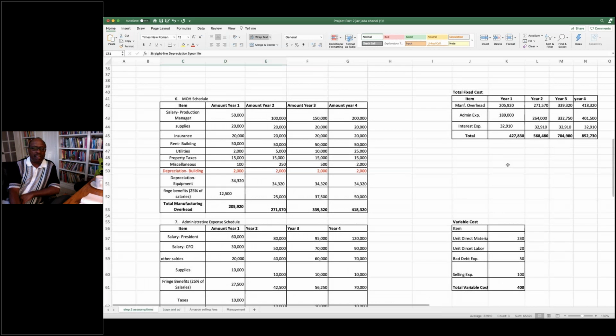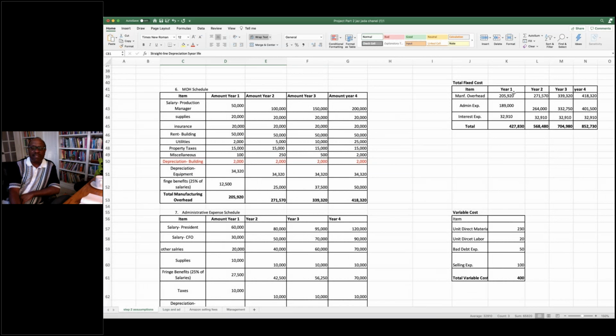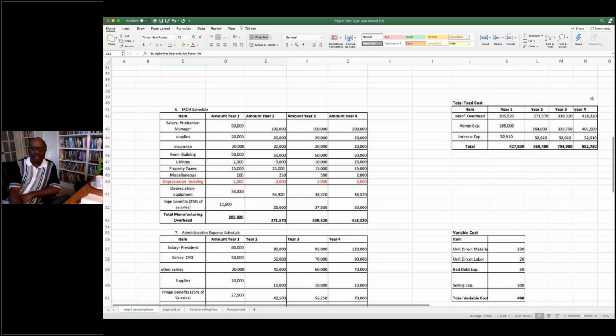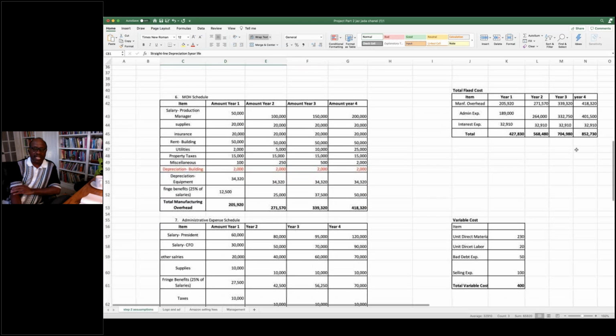Then each year, you got your manufacturing overhead. You got your fixed costs. So you got 3 fixed costs. So from now on, you got 3 fixed costs: manufacturing overhead, administrative expense, and interest expense. You got 3 fixed costs. And you do those by year.